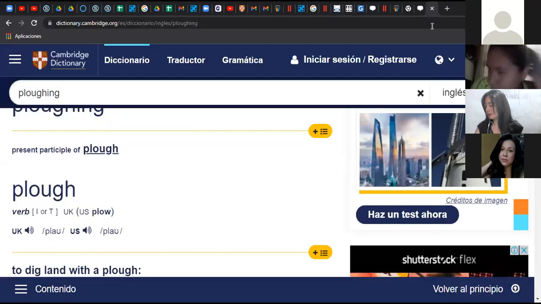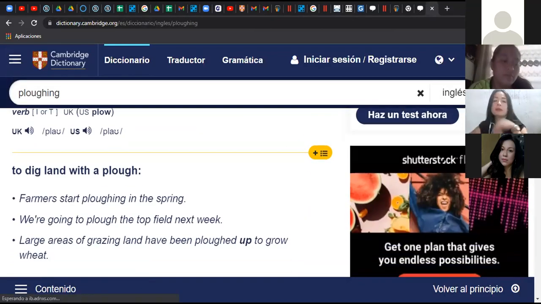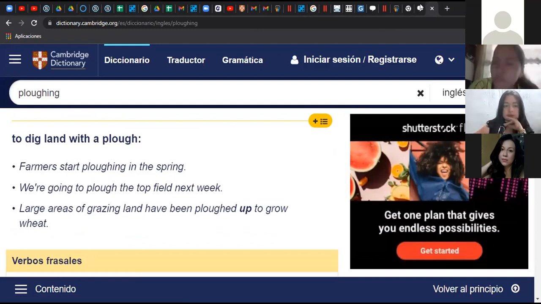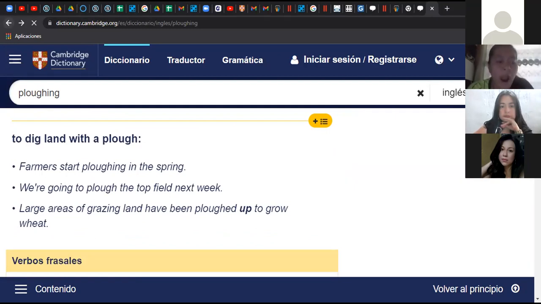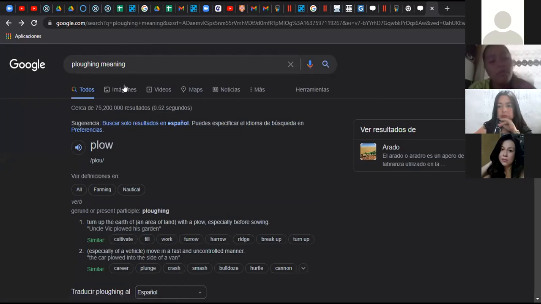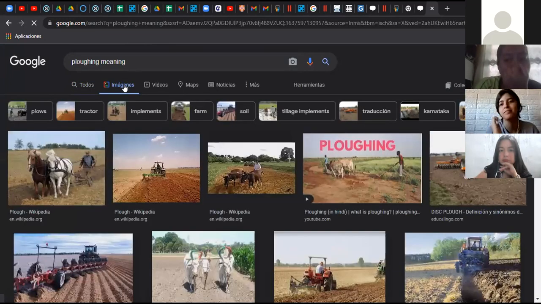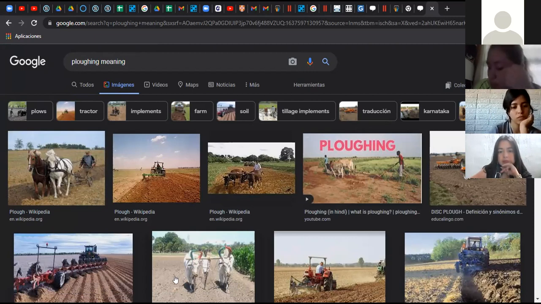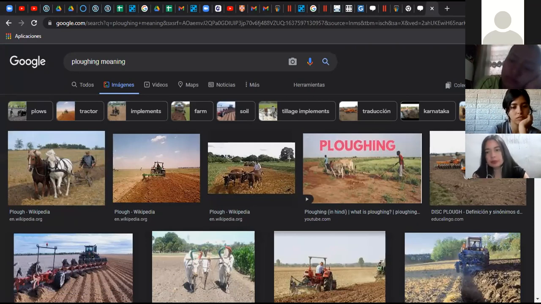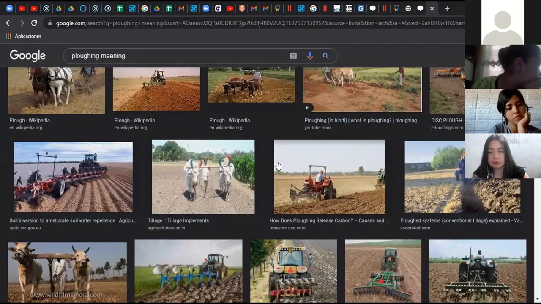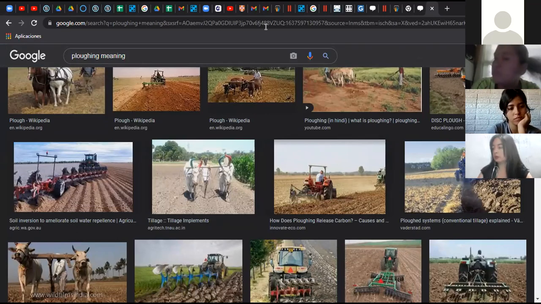All right, and what's the meaning of plow? To dig land with a plow. I think it is a machine. Have you ever heard about this one, the plow? No. Yes. Let me see. So it is this object, what we do in El Salvador, right? But in El Salvador, we do it with animals or horses. These are some oxen, right? Or with a machine. Yes. Okay, very good.